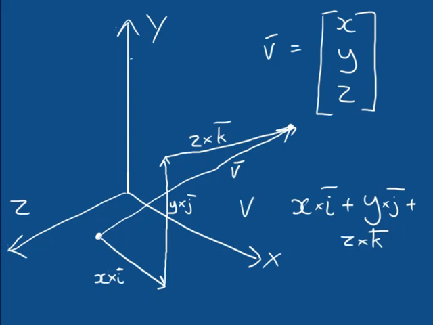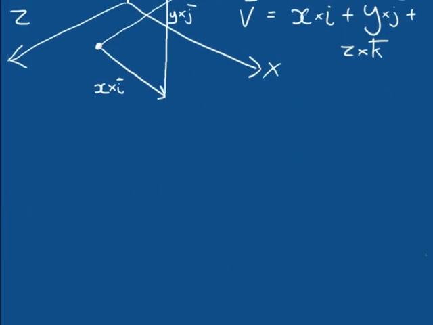So our vector v is equal to x times our Cartesian vector i plus y times our Cartesian vector j plus z times our Cartesian vector k. So I'm going to rewrite this.